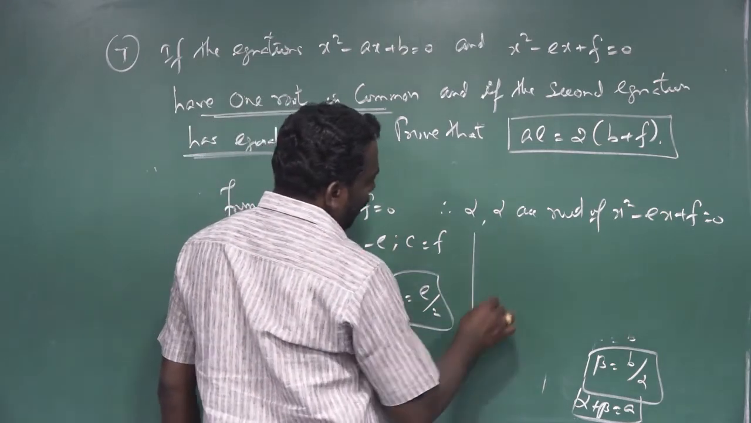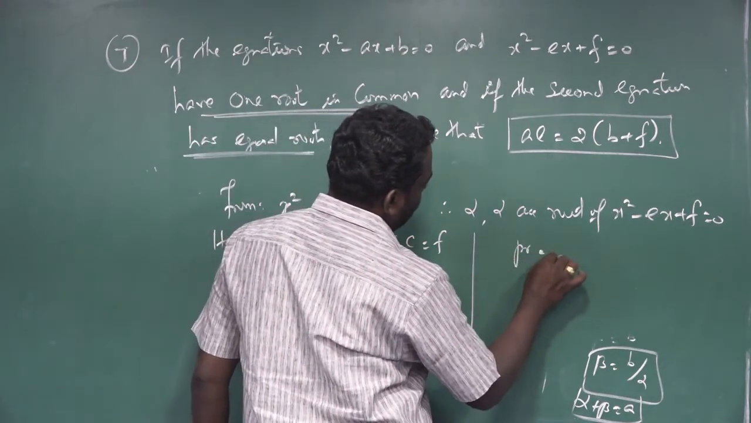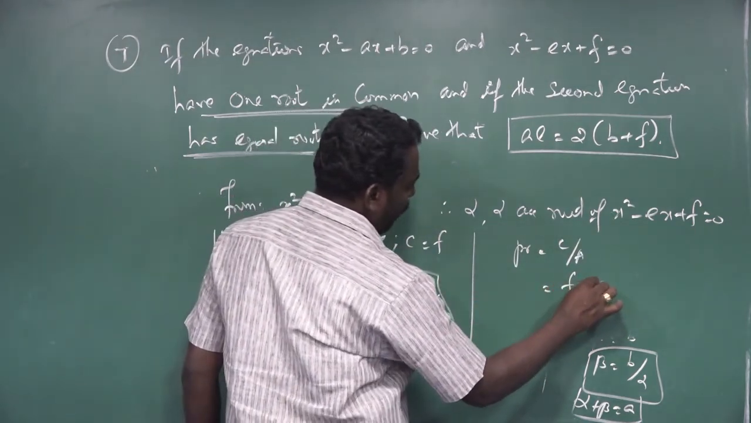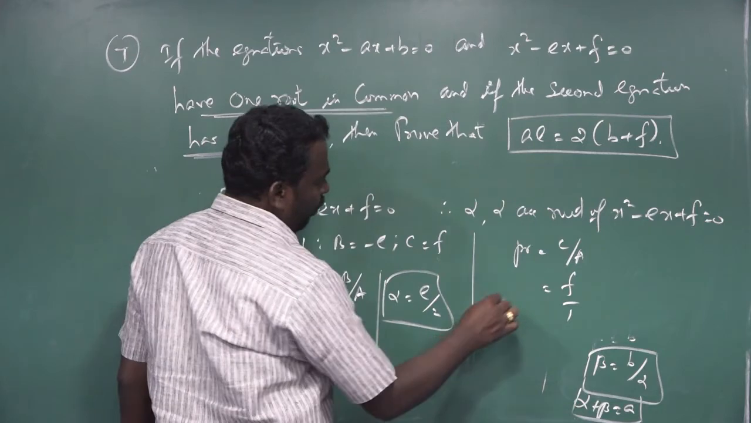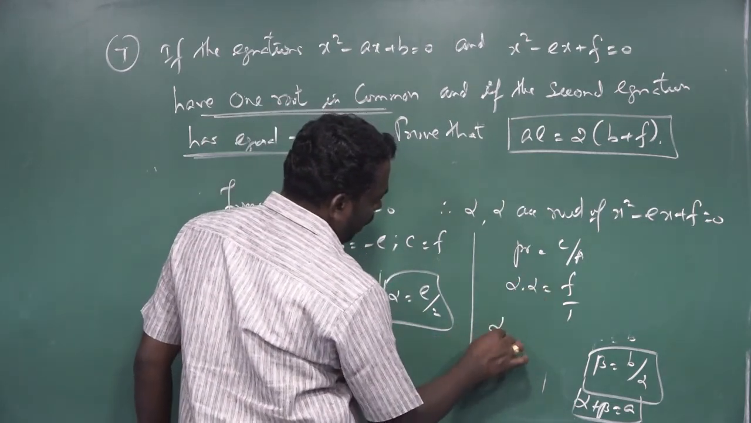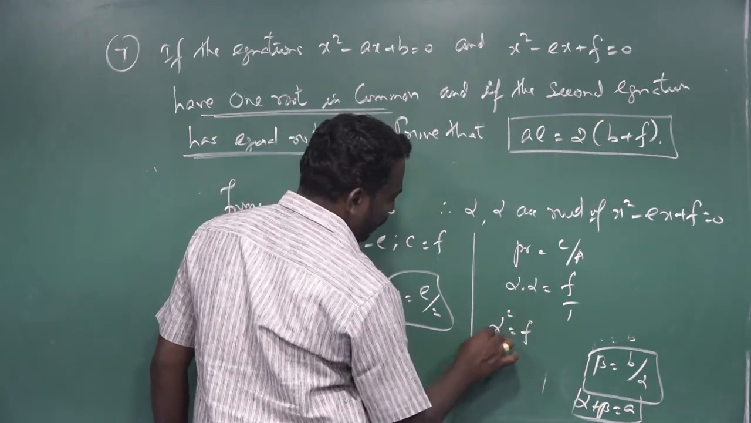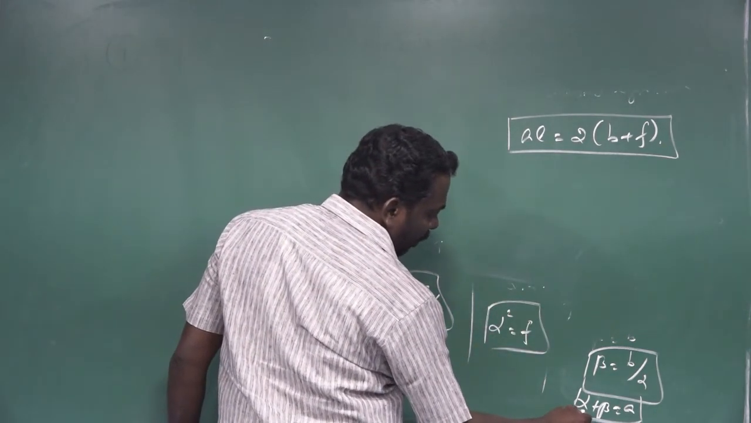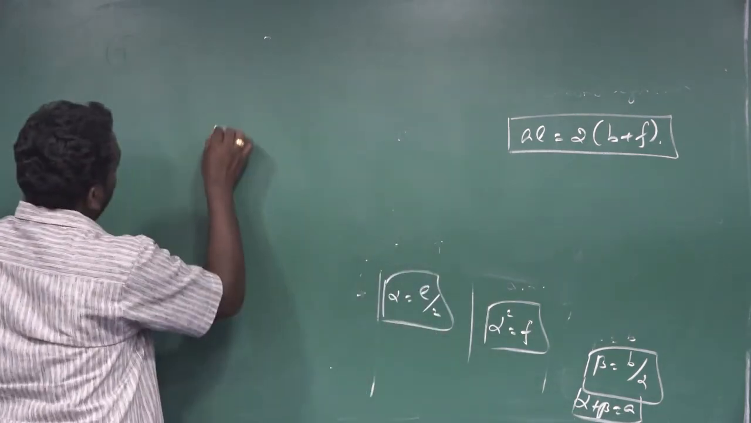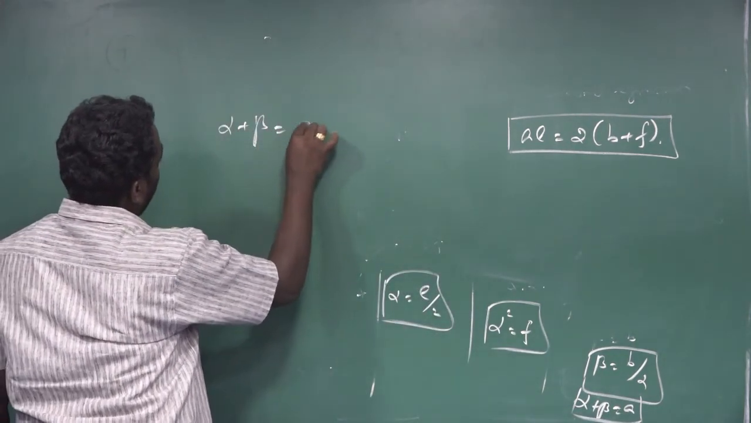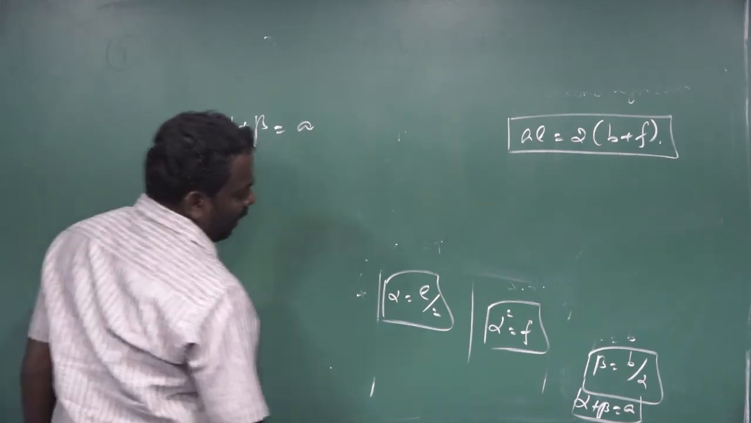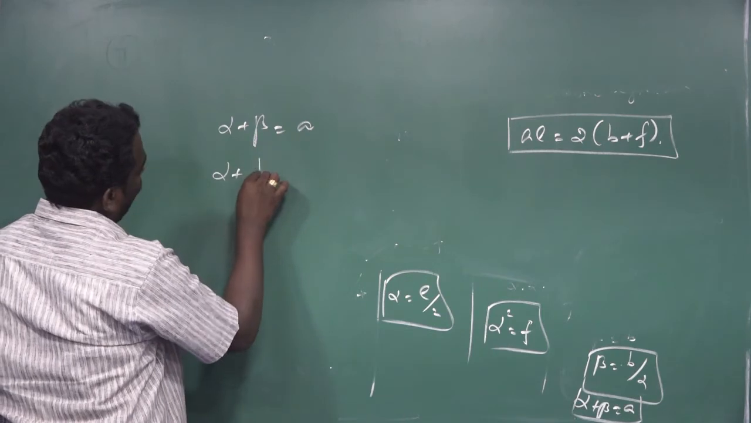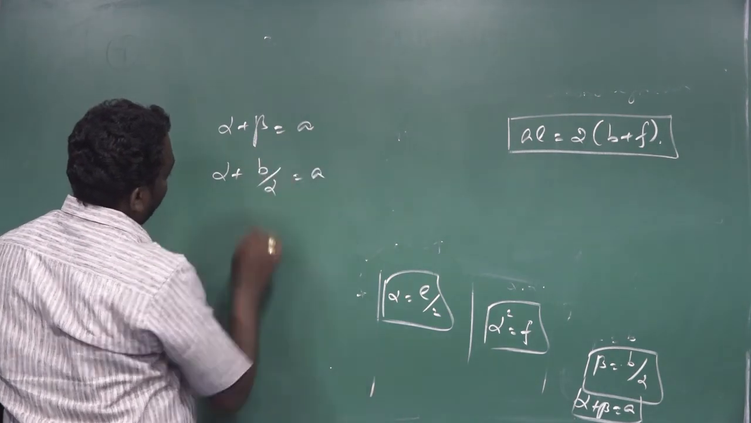Then next is the product. Therefore the product of roots is equal to C by A, where C equal to f and A value equal to 1. Then the product is defined by alpha into alpha, alpha square is equal to f. Now what we obtained is alpha plus beta equal to a. Alpha plus beta, that is equal to a. Now here we can substitute the beta value equal to b by alpha. Alpha plus b by alpha is equal to a.